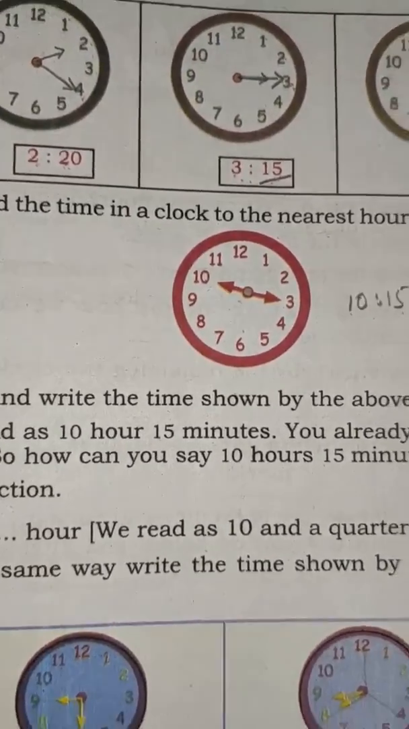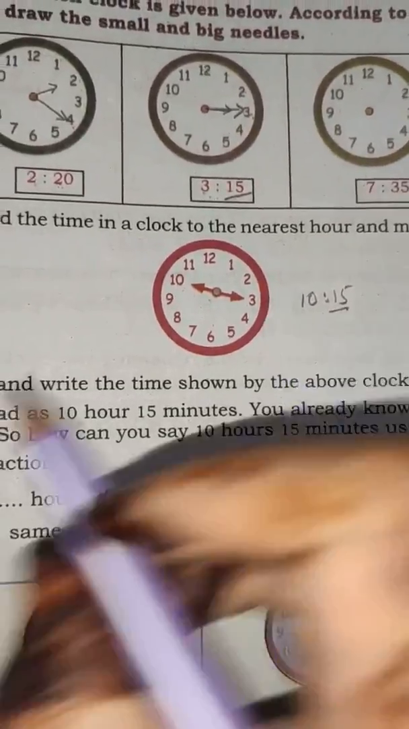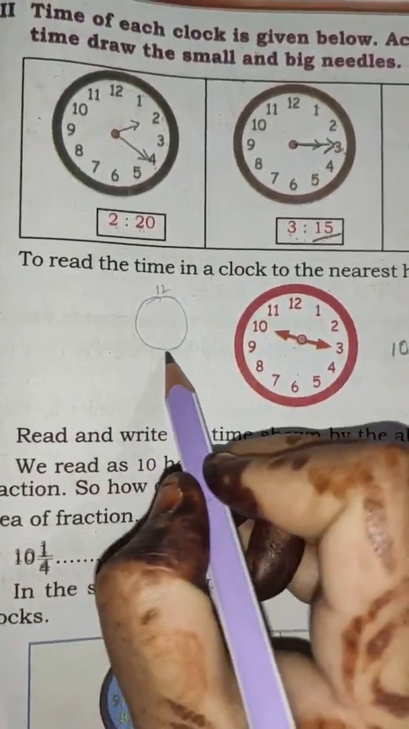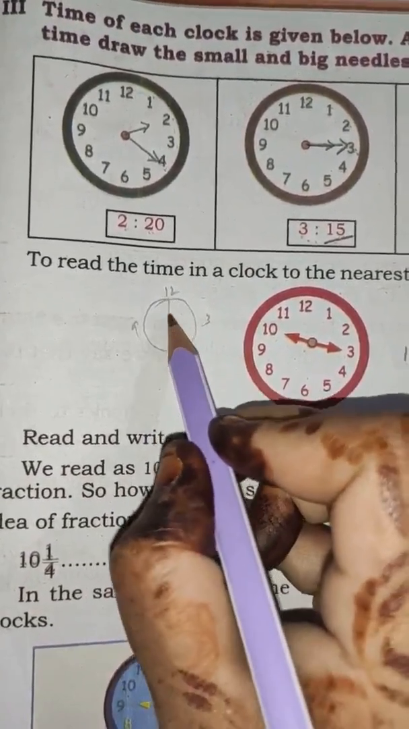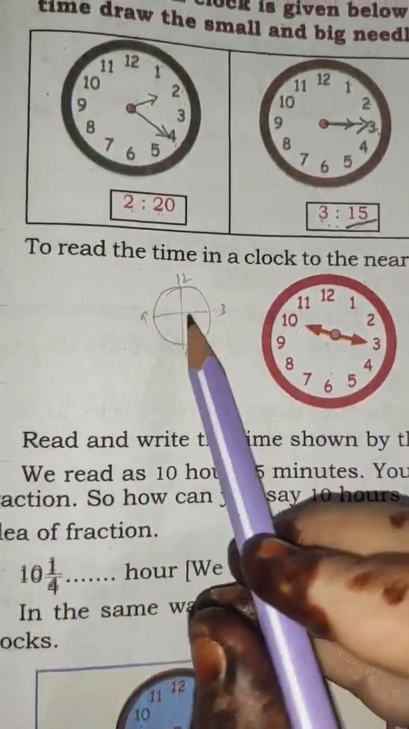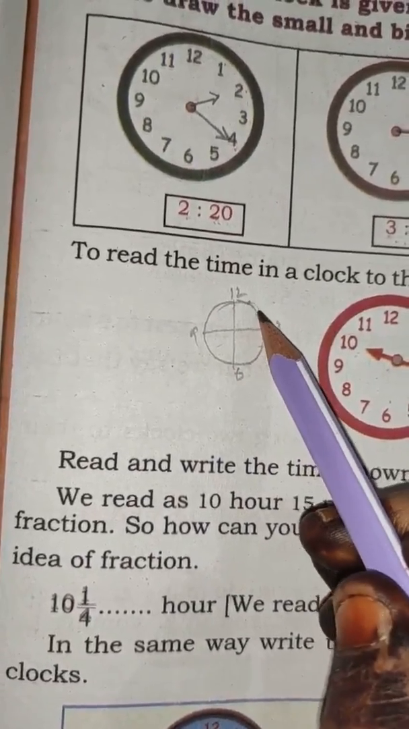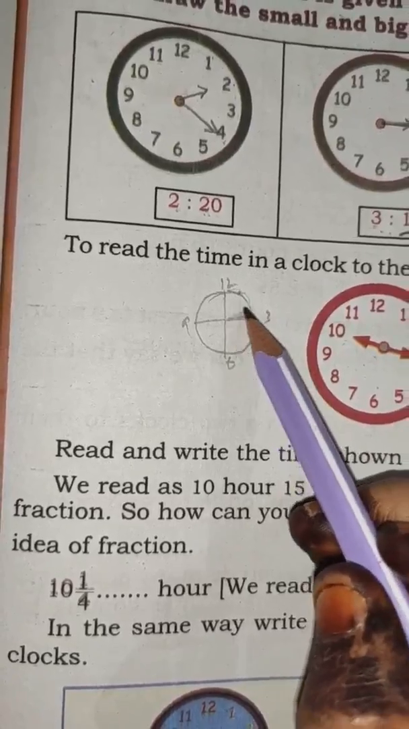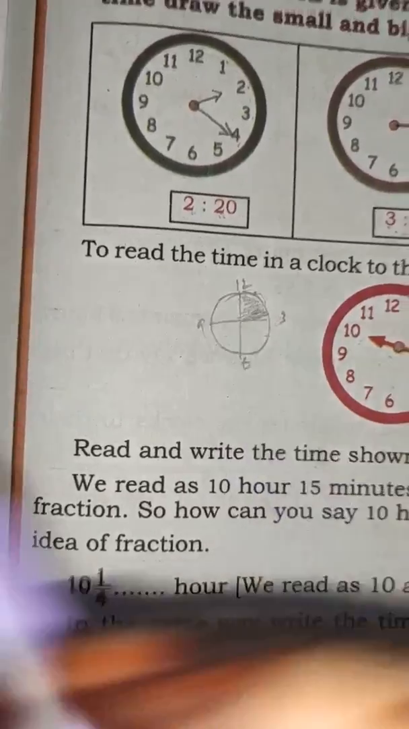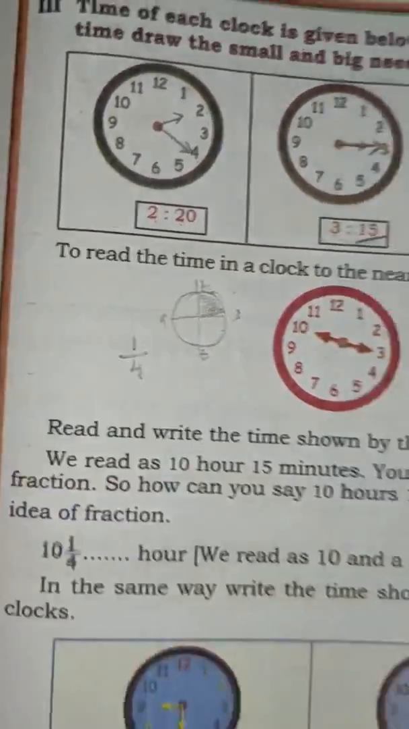How can we represent it? Here you can see, 15 means we will make it into half. So this is a clock: 12, 6, 3 and 9. We have to make it into 4 parts. So see here, 15 minutes, from 12 to 3, is 15 minutes. So when we shade one part, what's the fraction for this? 1 by 4.